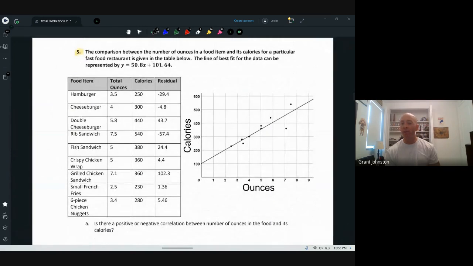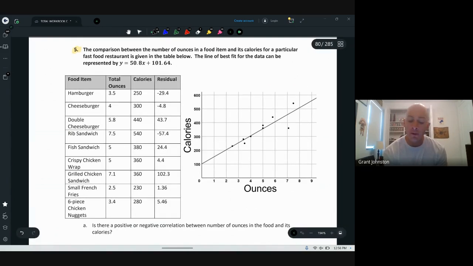Okay, I'm going to do number 5 as well. I know I'm doing the majority of this, but residuals are kind of confusing. So number 5 says the comparison between the number of ounces in a food item and its calories for a particular fast food restaurant is given in the table below. The line of best fit for the data can be represented by y equals 50.8x plus 101.64. So there's a lot of blah, blah, blah there.